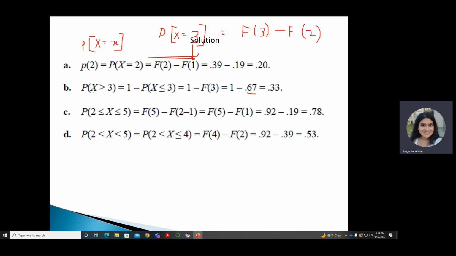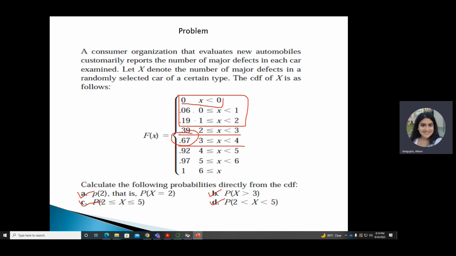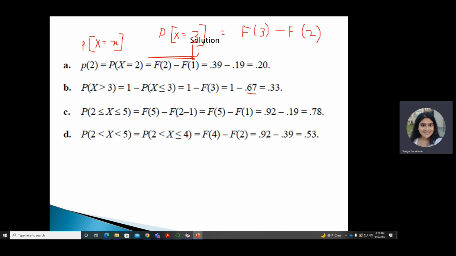But this is greater than 3. Obviously, your function is defined greater than 3. And as we have seen earlier, you can consider this case and this case. But again, you can flip the problem, and you already have the value for f of 3, that is 0.67. So you just subtract it and you find out the value of x greater than 3.